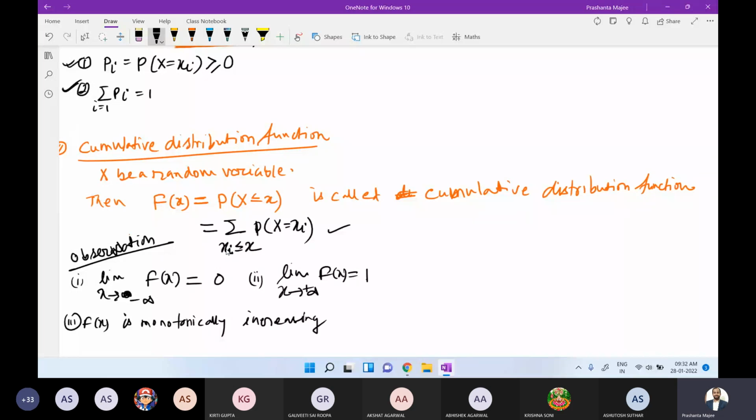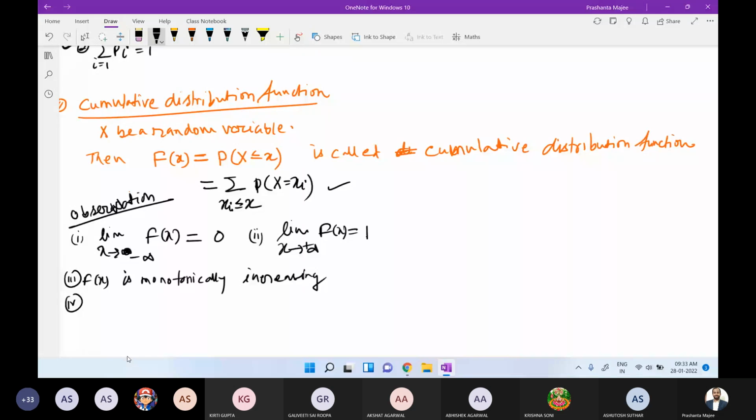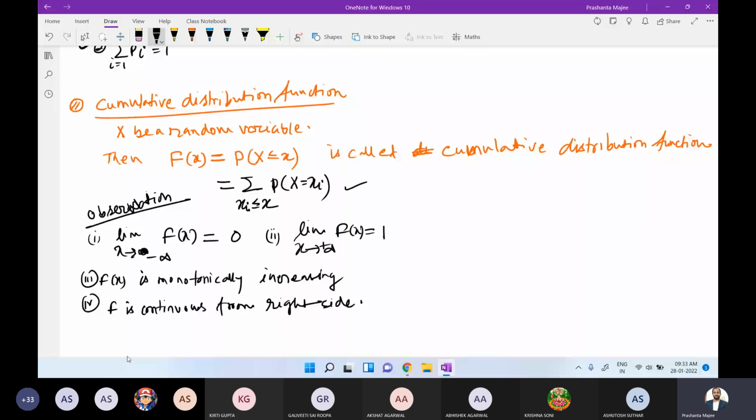And the fourth property is F is continuous from the right side. This is not immediately seen. This is also simple, but I do not have time and I do not want to make things complicated. So I'll just simply mention the properties of the cumulative distribution function. The first three are very easy to see. So is it okay?